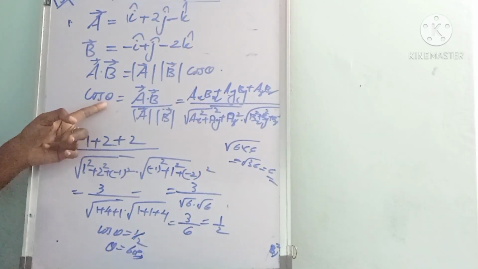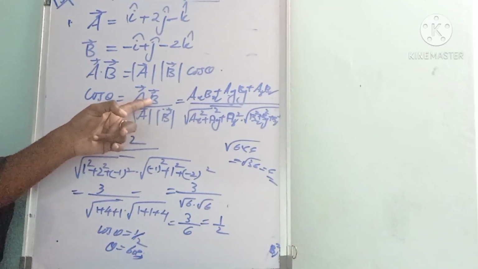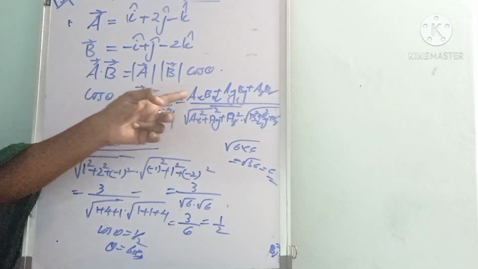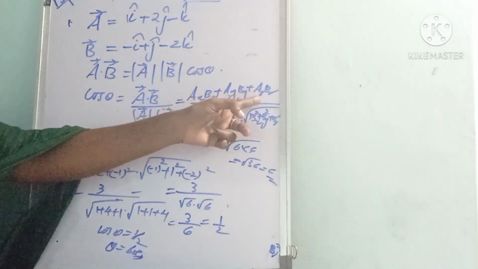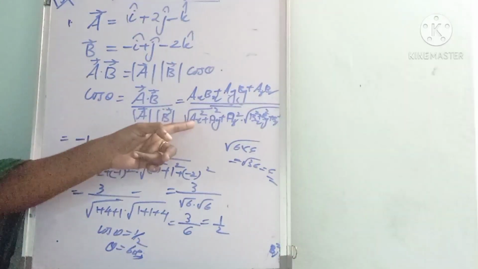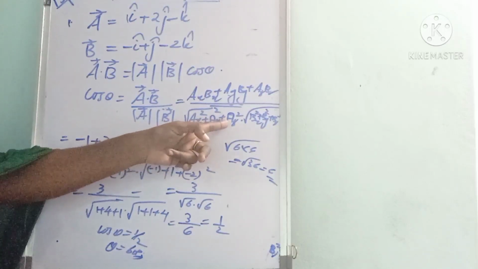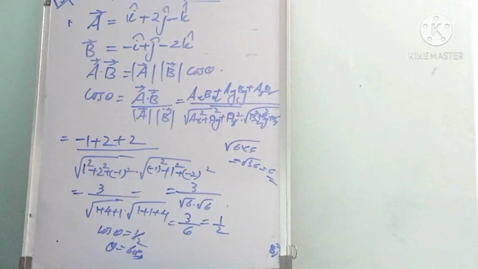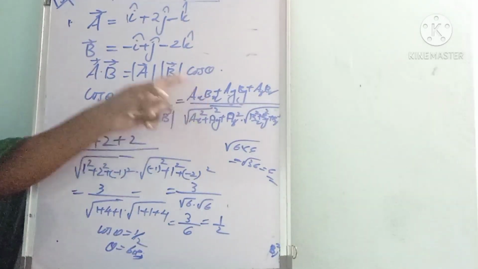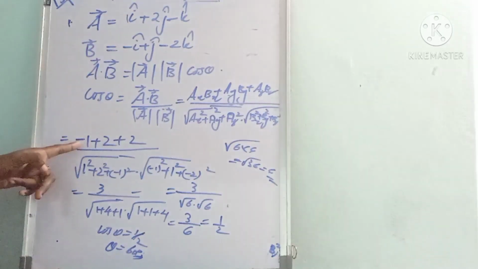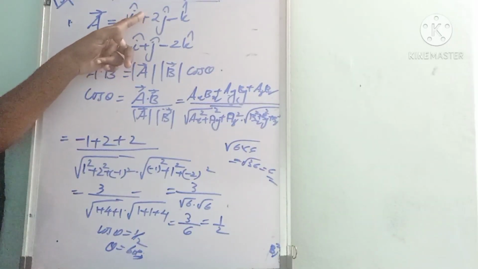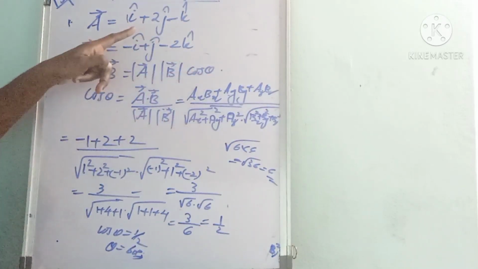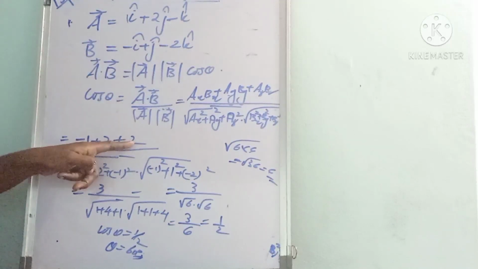Then cos theta is equal to A dot B divided by modulus of A into modulus of B. And this can be written as AX BX plus AY BY plus AZ BZ divided by square root of AX square plus AY square plus AZ square into root of BX square plus BY square plus BZ square. Then AX into BX, 1 into minus 1, is minus 1. Then AY into BY is 2 into 1, so that is 2. Then AZ BZ is minus 1 into minus 2, that is 2.